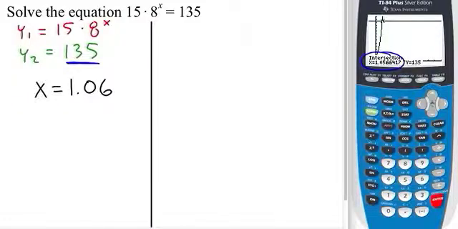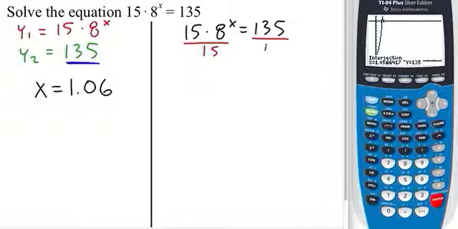Now, the other way that you could solve this if you want to, if you feel like these numbers are getting too big, you could also do a little algebra first. We can't do anything with that 8 to the x, but we can get rid of the 15 that's being multiplied by it. So if I divide both sides by 15, then what I'm going to get here is 8 to the power of x equals 9. And maybe that's an easier problem for you to solve. It's a lot smaller numbers.